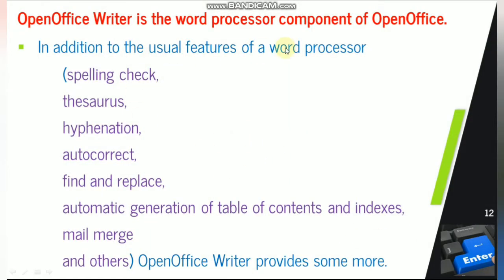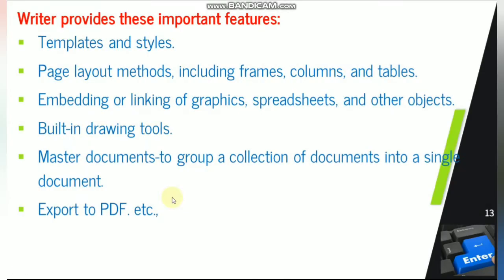So what are the features inside this OpenOffice word processor? We have spell check, thesaurus, hyphenation, autocorrect option, find and replace, automatic generation of table of content and indexes, mail merge, and others. All these things we do have in MS Office too. So Writer provides these important features.